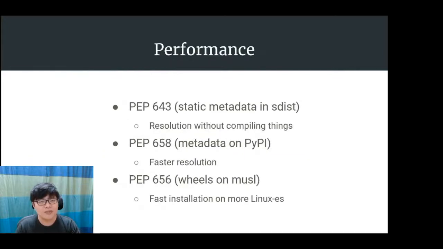There are 2 parts about performance: resolve dependencies faster and install them faster. PEP 658 speeds up resolution by exposing metadata directly, so the resolver needs to download less data. PEP 656 affects Alpine Linux most, which is pretty common for containers, so basically this means you'll be able to build and deploy containers faster.